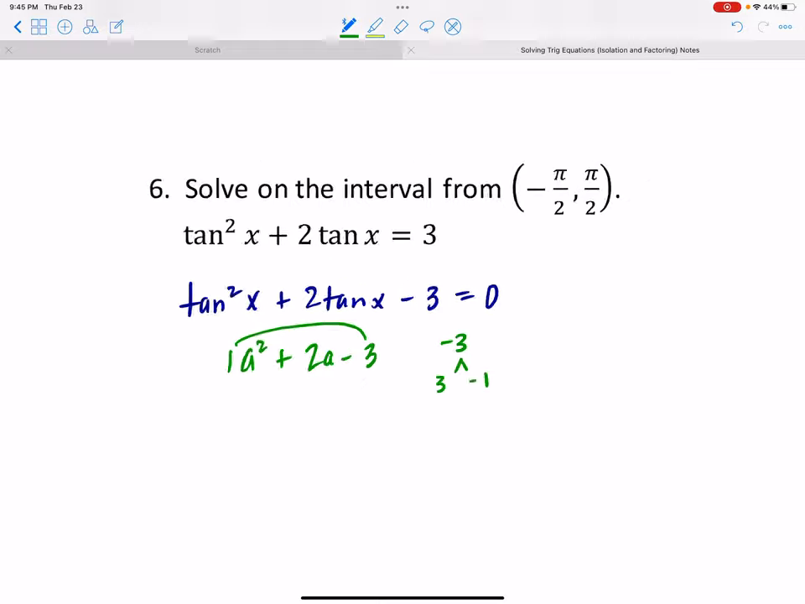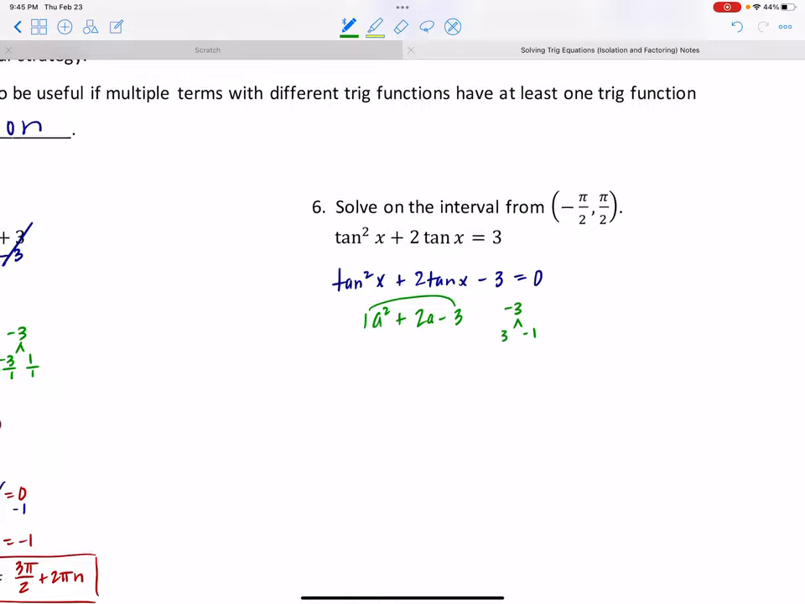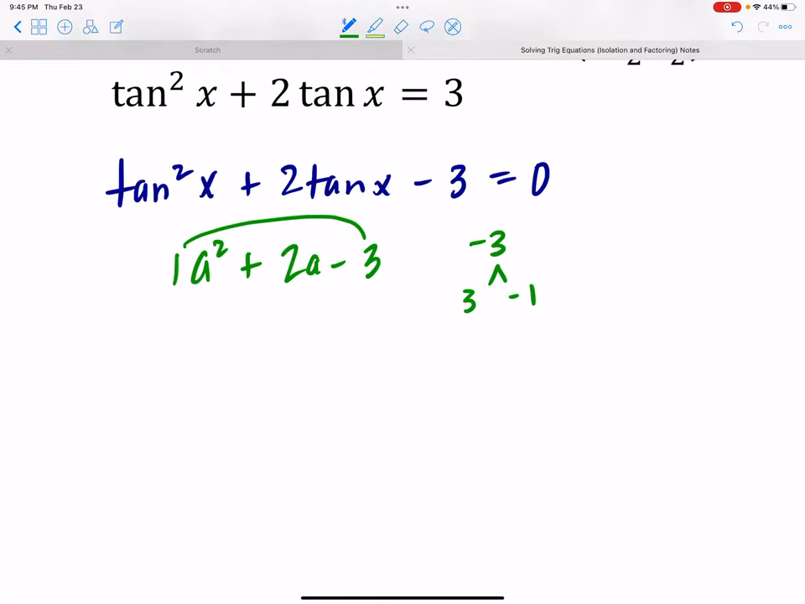Is that literally the same thing? Oh, different signs. Like, we did the same thing twice, dividing by 1, nothing's going to happen there. So this is going to factor into a plus 3 and a minus 1. Now, I don't really want the factored form of that quadratic. I want the factored form for my trig function.